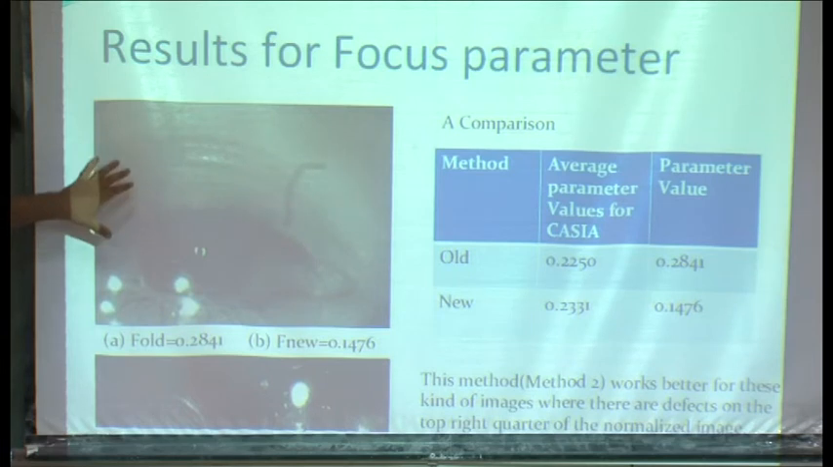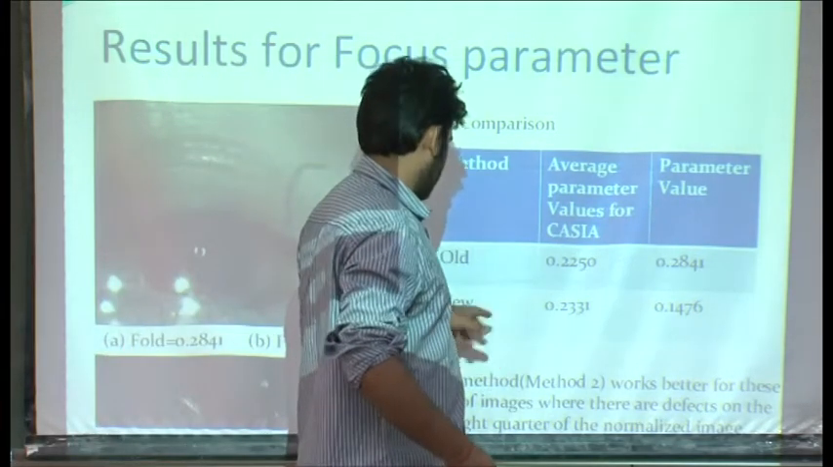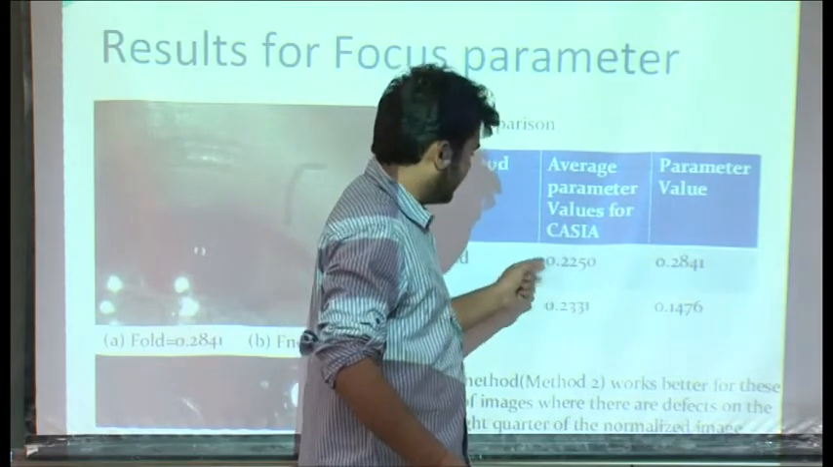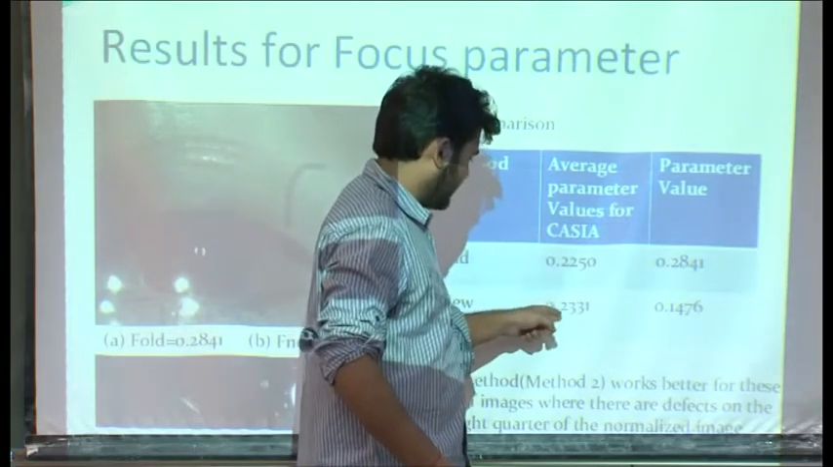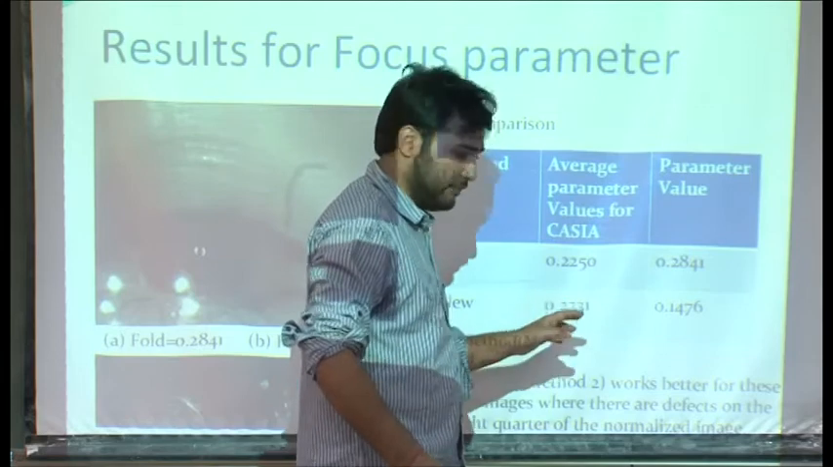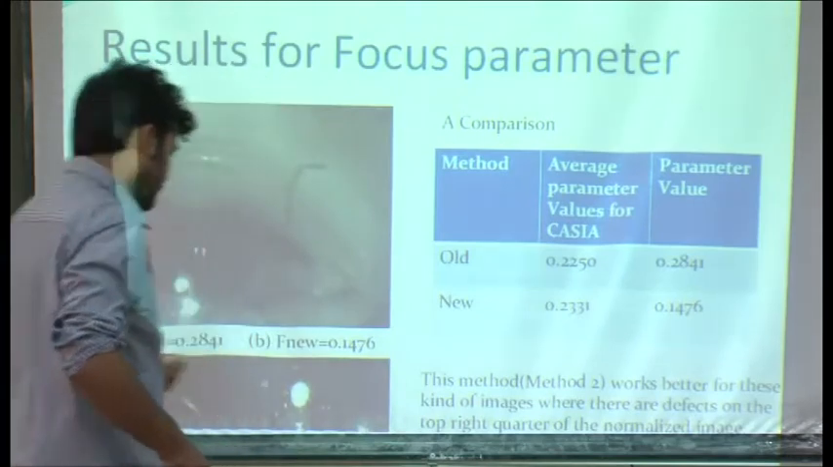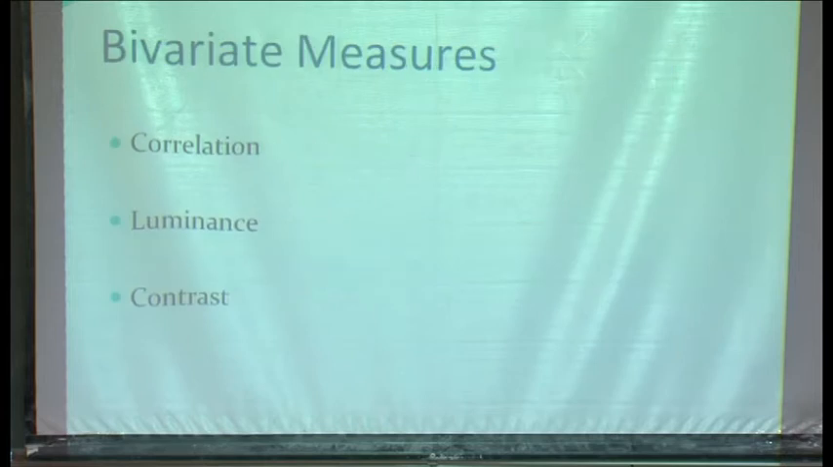The focus of this image was very poor, and because of these bright values, the earlier method showed 0.2841 for this image, whereas the average value for the CASIA database was 0.2250. My average value for the CASIA database was 0.2331, and for this image 0.1476 came. These are the results for the focus parameter. All these results are based on the CASIA interval data set.